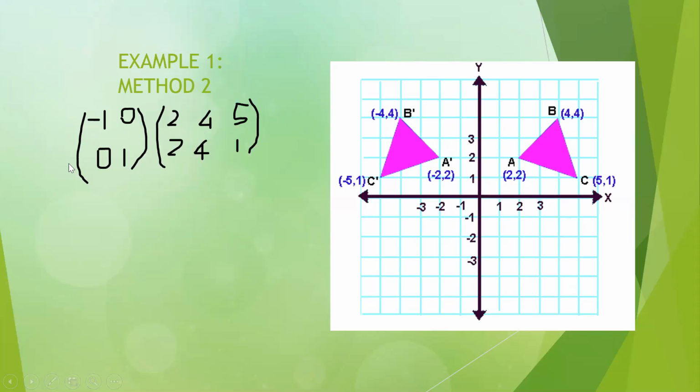Everybody have their papers and their pens out. Yes, miss. We're working it out using 1 multiplication instead of doing the 3 multiplications. So it will be negative 1 times 2.